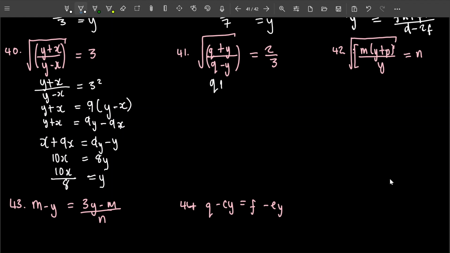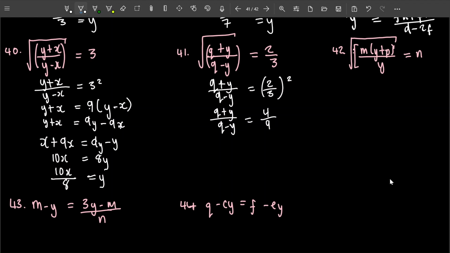So I'm going to have q plus y over q minus y is equal to the whole of 2 over 3 is going to be squared. And we now know by experience that when I square a fraction, the top and the bottom will be squared. So I'm going to have q plus y over q minus y being equal to 2 squared is 4 over 3 squared is 9. Well, now I have one fraction on the left and one on the right.